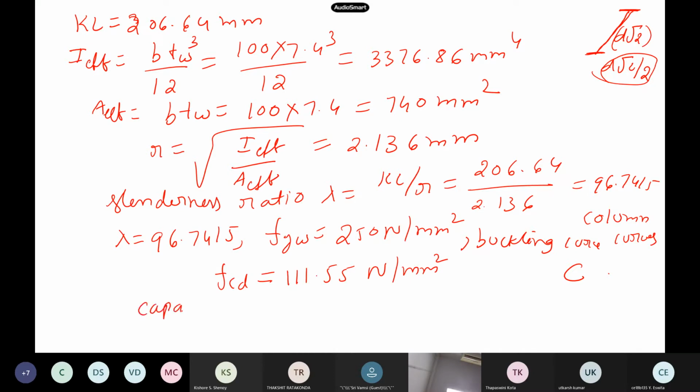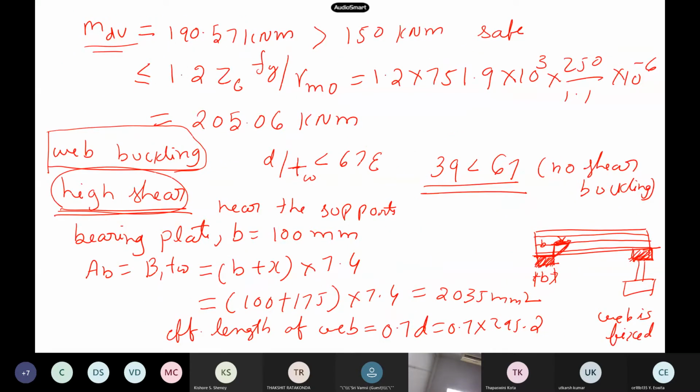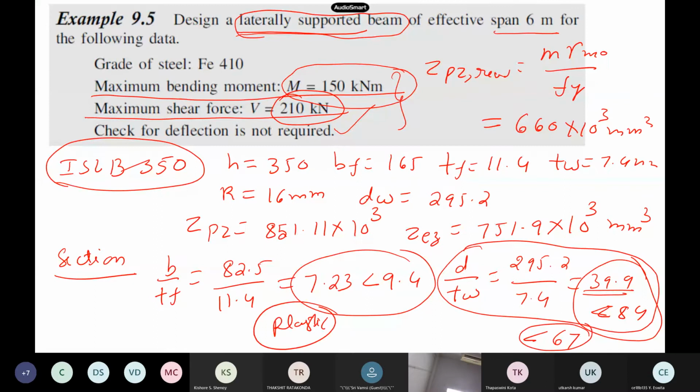So now the capacity of the web: the area, 2035 is its area, multiplied by 111.55 into 10 to the power of minus 3. So this turns out to be 227.00 kilonewtons. Now this should be more than the shear force which is acting on the beam. What is the maximum shear force which is coming on the beam? 210.